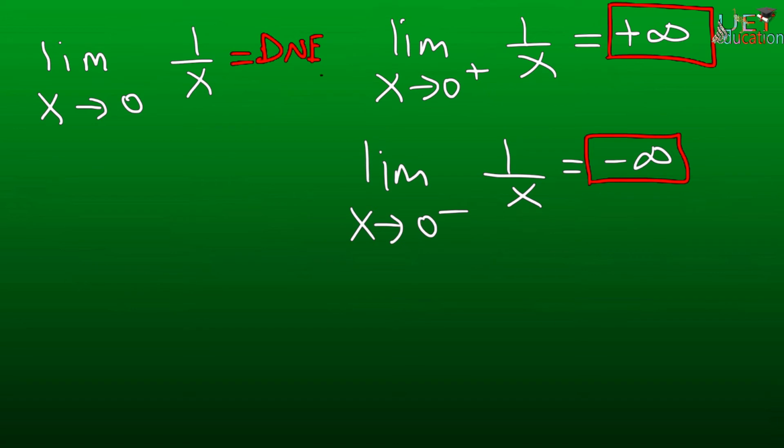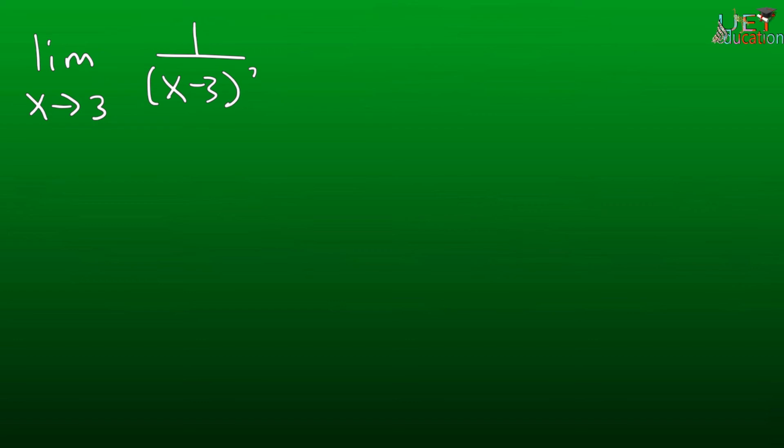So for some limits, you need to check the left side and the right side, especially when you get 1 over 0. So here's another example. What is the limit as x approaches 3 of the function 1 over x minus 3 squared? Now, if we plug in 3, it's going to be 1 over 0. But as x approaches 3, we know that it's going to go either to positive or negative infinity. So let's check both sides.